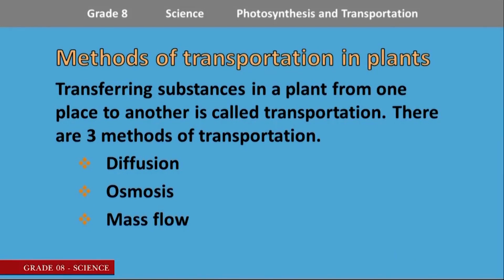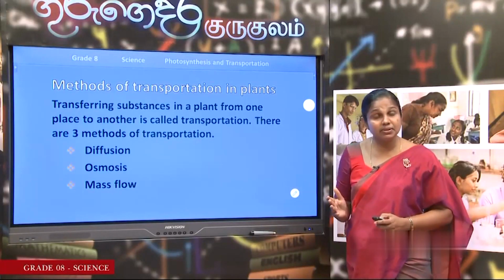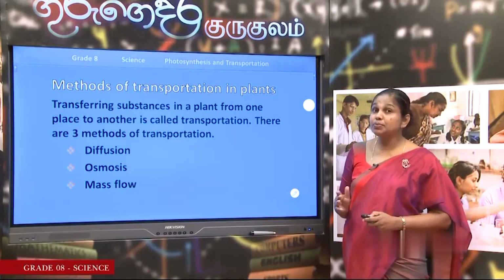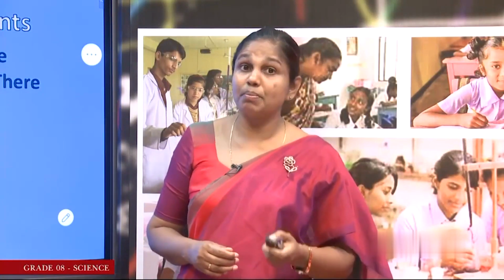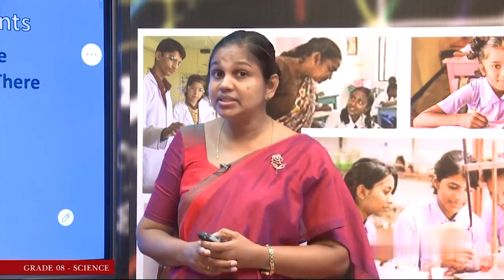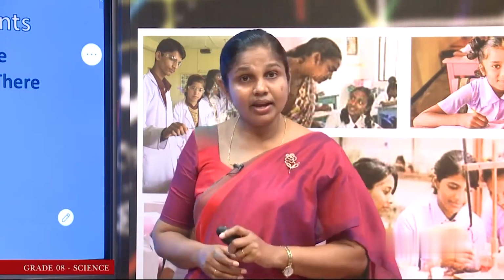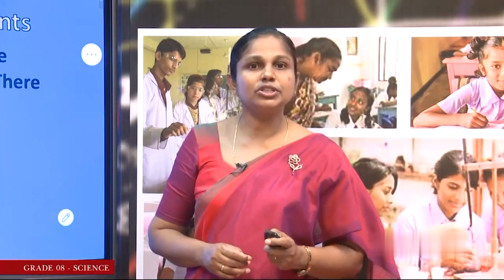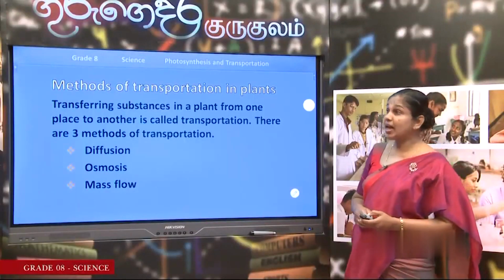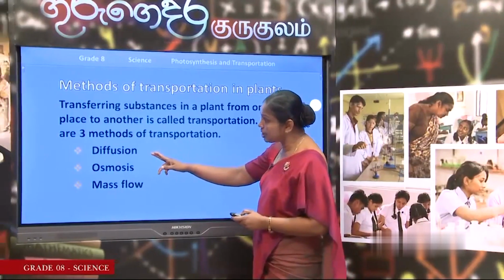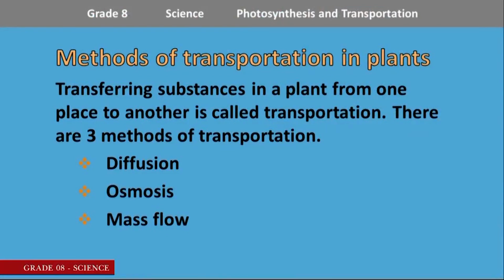Actually, transportation is what? Transportation is transferring substances from one place to another. What are the substances that must be transported in a plant, children? Water and minerals absorbed by roots must be transported to the upper part of the plant, and food produced in leaves by the process of photosynthesis must be transported to the other parts of the plant. Likewise, gases too must be transported to the required places in a plant. So, there are different methods used by a plant to transport these substances. What are the methods? There are three main methods: diffusion, osmosis and mass flow.